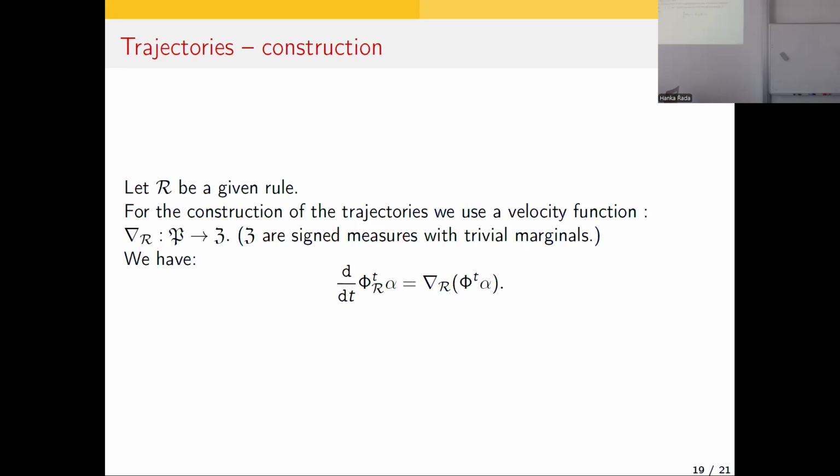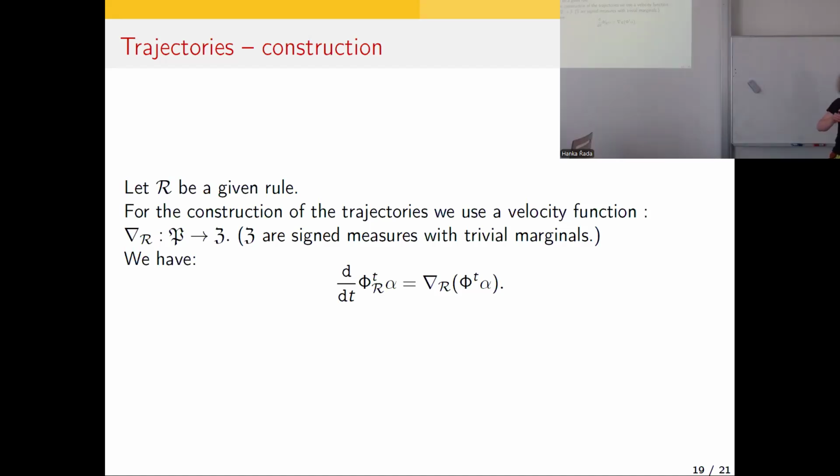And how are these trajectories given? They are given via a velocity function. The velocity function is a derivative of the trajectory, and in fact it says how the trajectory is changing at the moment. So we have here the trajectory, and the velocity is the direction of the trajectory at the given time.